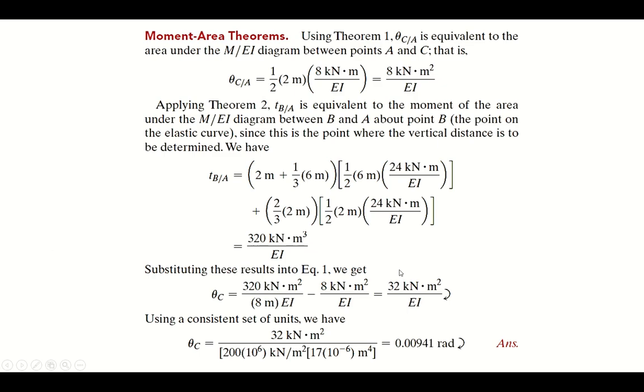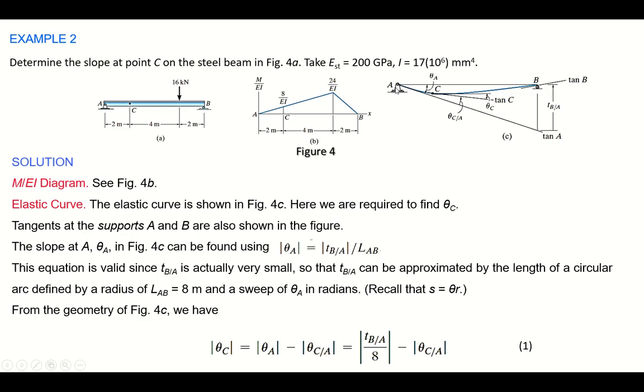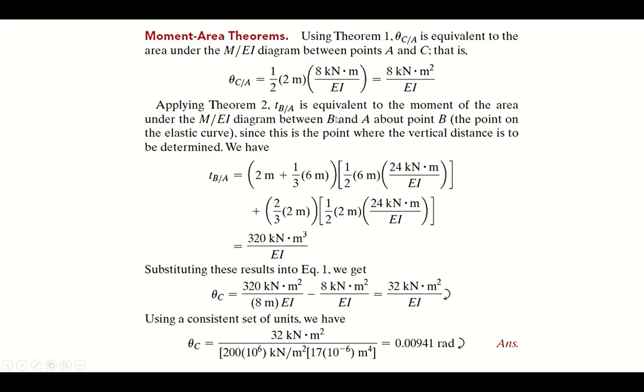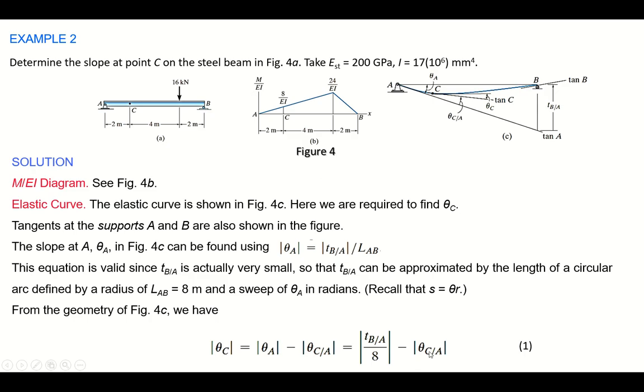Now we need to find t B by A, right? Using first theorem for theta C by A, which is equivalent to the area under the M over EI diagram between points A and C. So this is your point A and this is the point C. So it is a triangle with the base of 2 meter and a height of 8 over EI. So area is equal to half into base into perpendicular. So it's equal to 8 over EI kilonewton square meter. Now we found out the theta C by A, right? And we are left with t B by A.